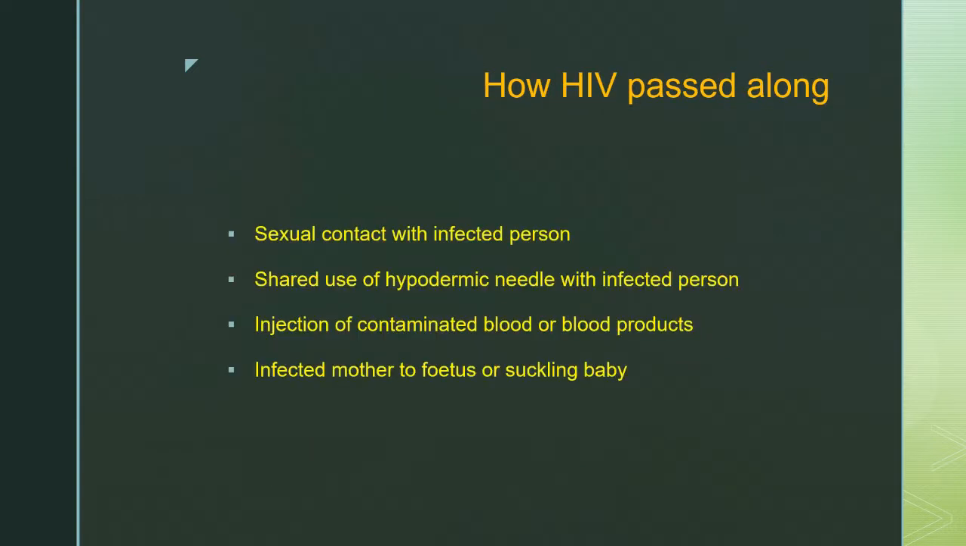So, how is HIV passed along? This can be quite a nice question if you get it up, but basically you can get it from sexual contact with an infected person, sharing the use of a hypodermic needle with an infected person, having an injection of contaminated blood or blood products, and from an infected mother to the fetus or suckling baby.